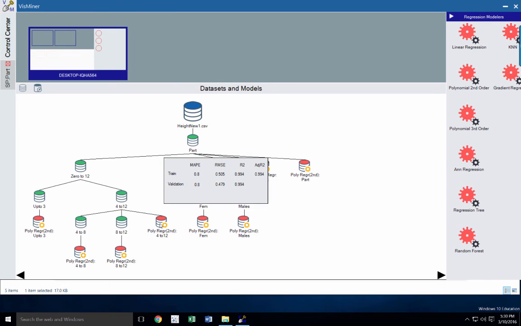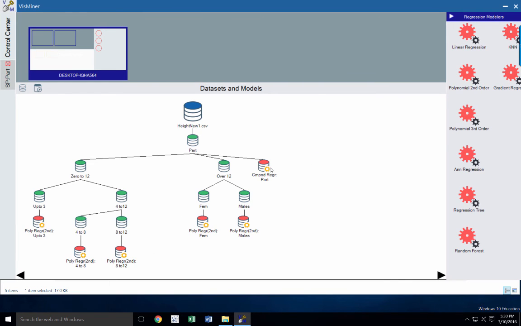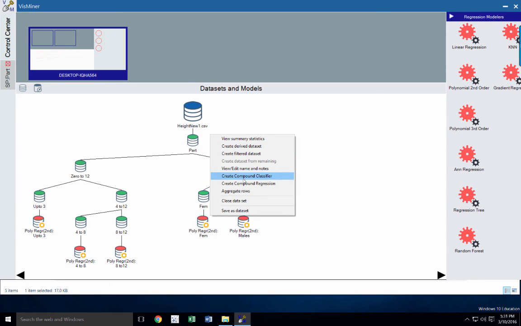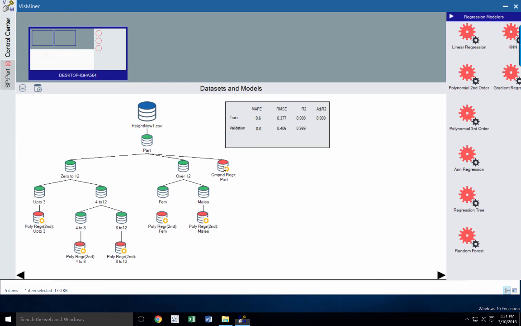When all was said and done, I removed this, and I had these 5 child models. I have to take this off before I can create a compound model. Once I have all of my child models, where the data is mutually exclusive and there's only one model per child, or I could have done ensembles at these child levels, because an ensemble under one data section can be thought of by BizMiner as a single model, then on this partition data set I could say create compound regression, and it came up with this model.